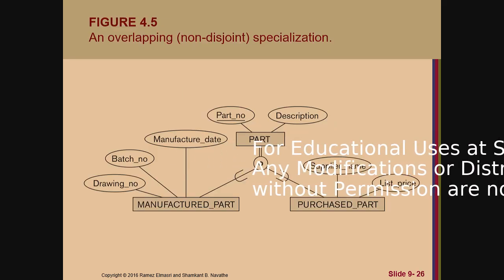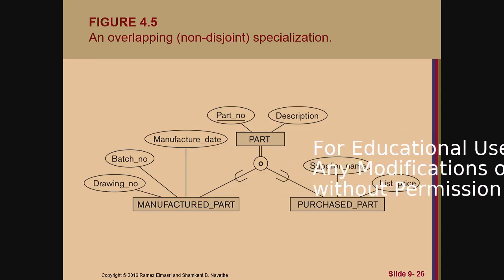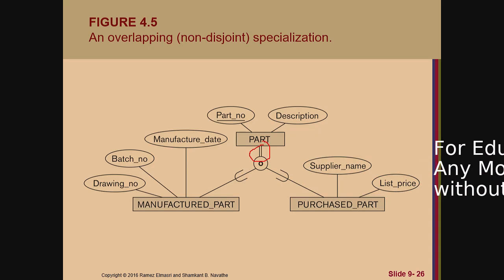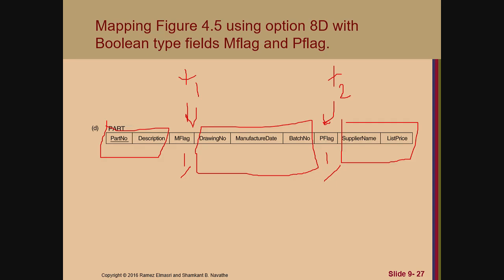But don't forget that this is the difficult one, because this is total participation. Total means all of the parts must belong to one of them or both of them. So when you insert data into the table, you cannot add data only into the superclass. You have to check it somehow.